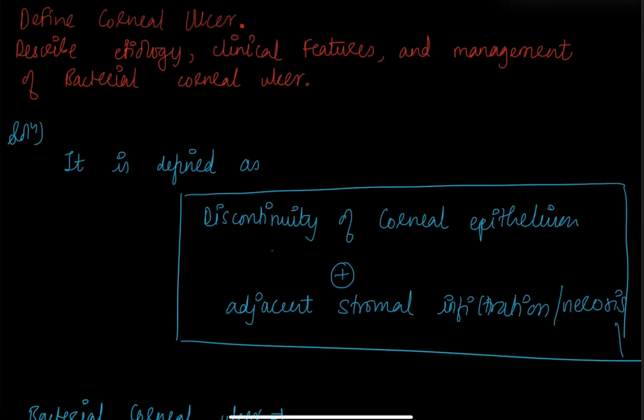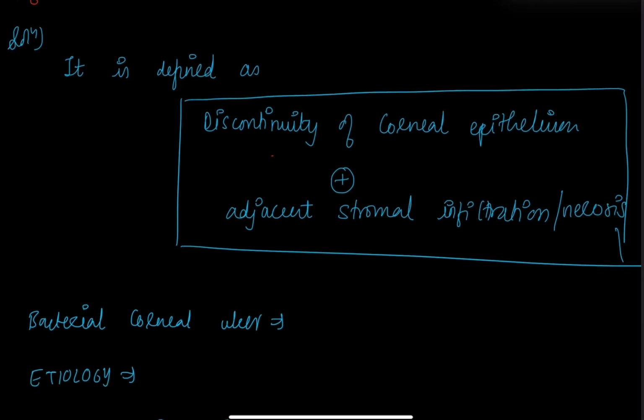Good evening, everyone. We will be starting a topic known as corneal ulcers. It's an important question. The question comes like: define corneal ulcer, describe etiology, clinical features, and management of the bacterial corneal ulcer. The answer to it is, first we will define what is a corneal ulcer. Corneal ulcer is defined as any discontinuity of the corneal epithelium plus adjacent stromal infiltration of what?